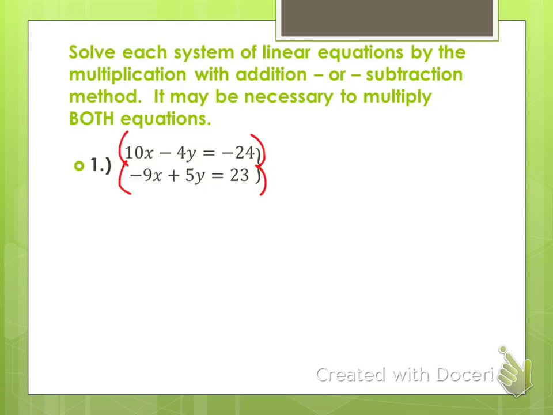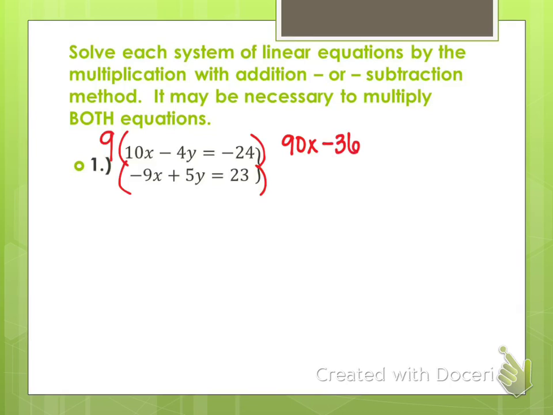Now, the easiest way to do that is to multiply the numbers together. 10 times 9 is 90. So my goal is to make one of them a positive 90 and the other one a negative 90. If I multiply those numbers together, that definitely gives me something that I will be able to make them both into. How can I make the 10x into a 90x? Multiply by 9. So the whole top equation gets multiplied by 9.